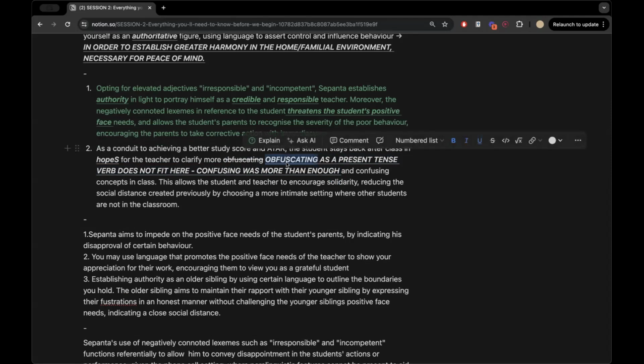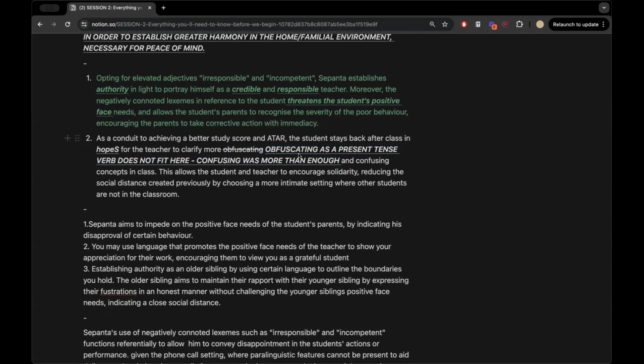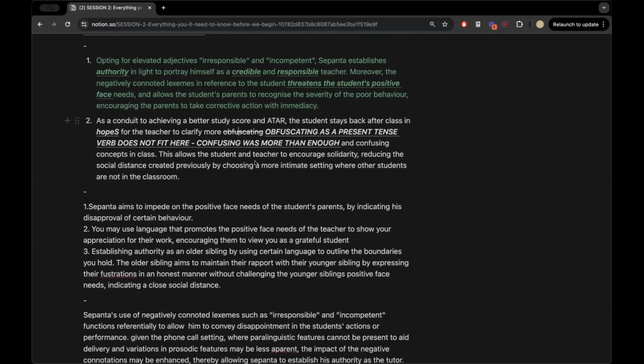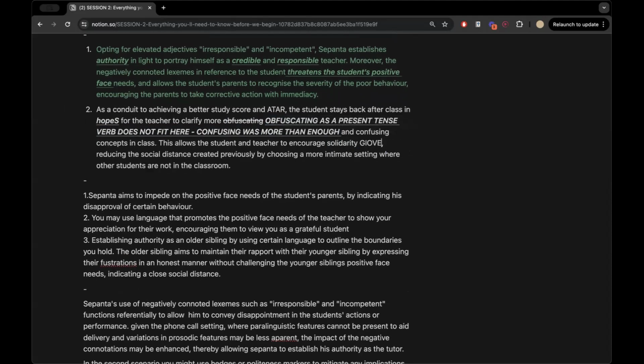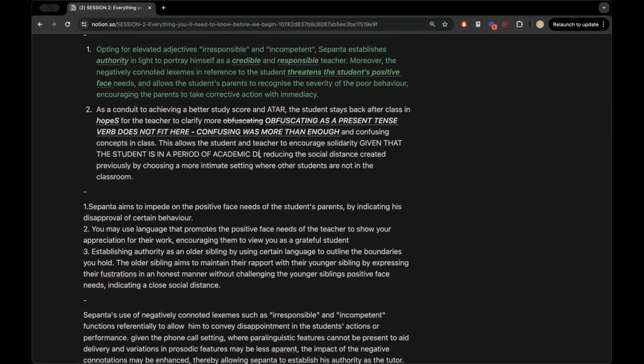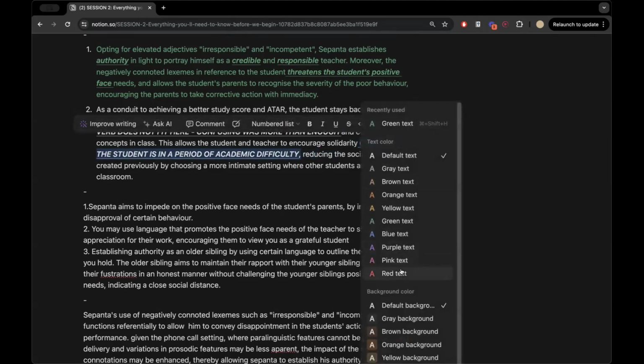Obfuscating is a lack of transparency with a subtle intention to be malicious, right? Or be dishonest. So it has nothing to do with dishonesty. So be careful. This allows the student and teacher to encourage solidarity. If you're going to say solidarity, you have to say something like, given that the student is in a period of academic difficulty, right? Otherwise, solidarity would make no sense if you didn't define parameters of difficulty. Guys, keep that in mind.